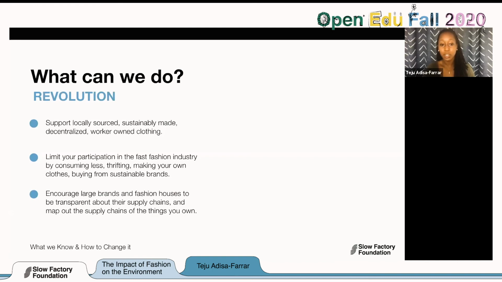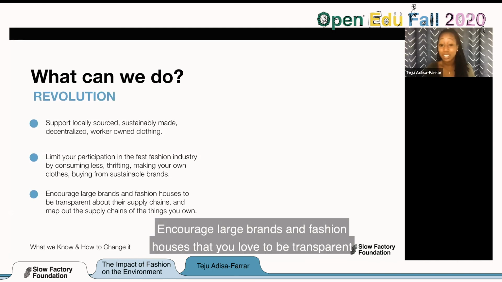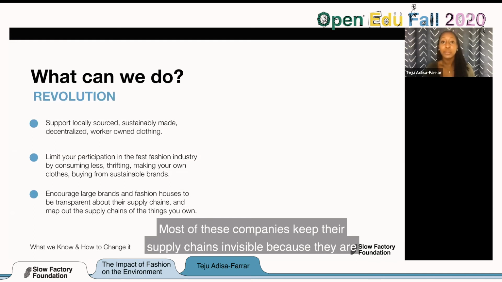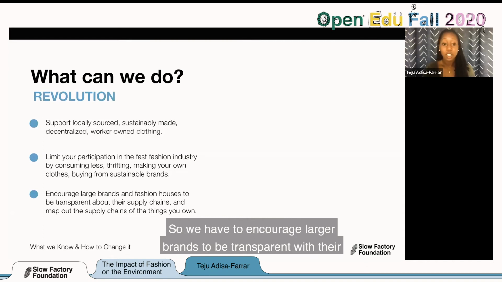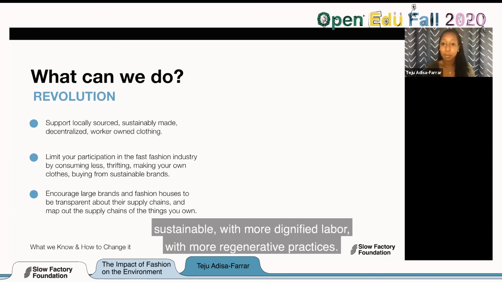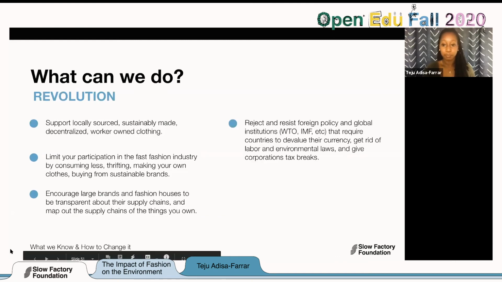Encourage large brands and fashion houses that you love to be transparent about their supply chains and map out the supply chains of things you own. So try to figure out how your clothing is made, how your footwear is made. Most of these companies keep their supply chains invisible because they are practicing exploitative labor practices, causing environmental pollution. So we have to encourage large brands to be transparent with their supply chains so we could force them to make their supply chains more sustainable, with more dignified labor, with more regenerative practices.